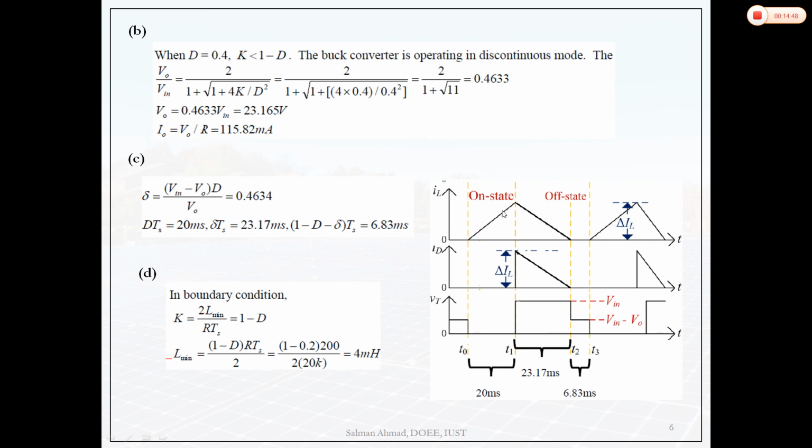Similarly, for the boost converter and buck boost converter, if the problem is given in discontinuous conduction mode, you can calculate the different parameters.